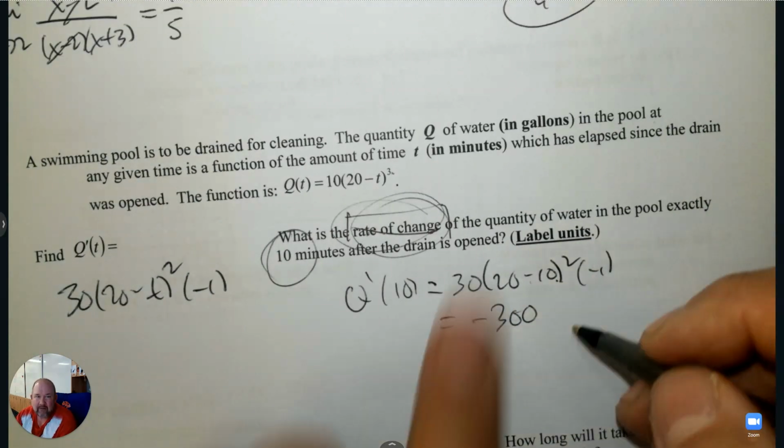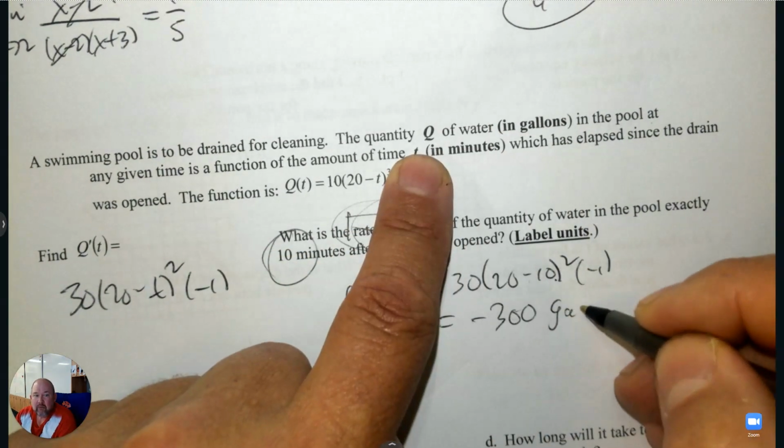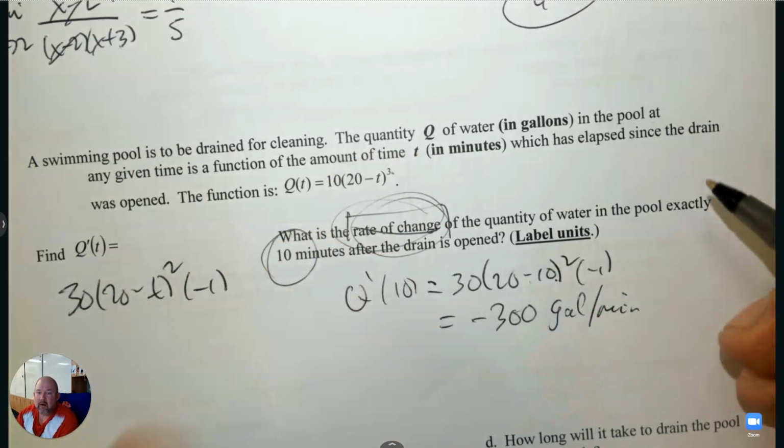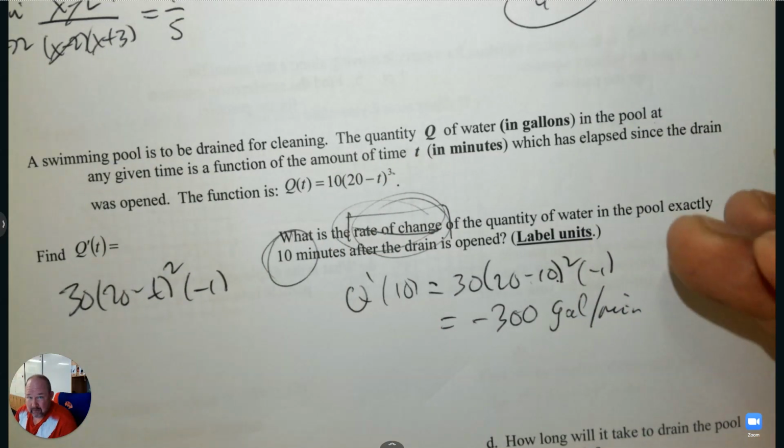What units would we have? We have gallons per minute, which means water is leaving the pool at a rate of 300 gallons per minute.